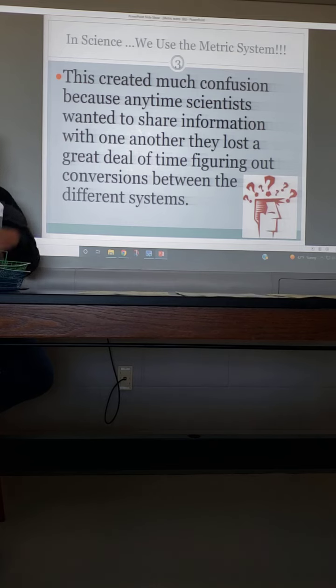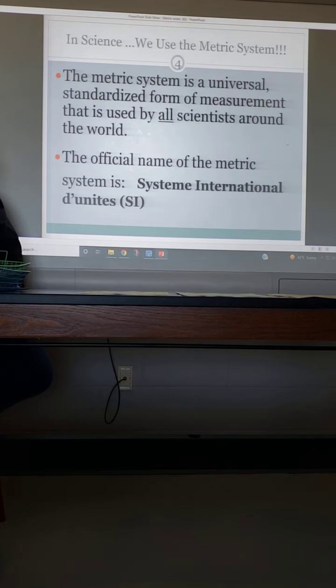It's like, okay, we have to find a way to make ourselves clear to everybody so we all understand the same thing. So it's like, I'm not speaking Spanish and you're speaking English, right? There's a little understanding, but there's a lot of confusion too. And so the metric system is a universal standardized form of measurement that all scientists are going to use. So most countries use a metric system, but all scientists. That includes the medical field.